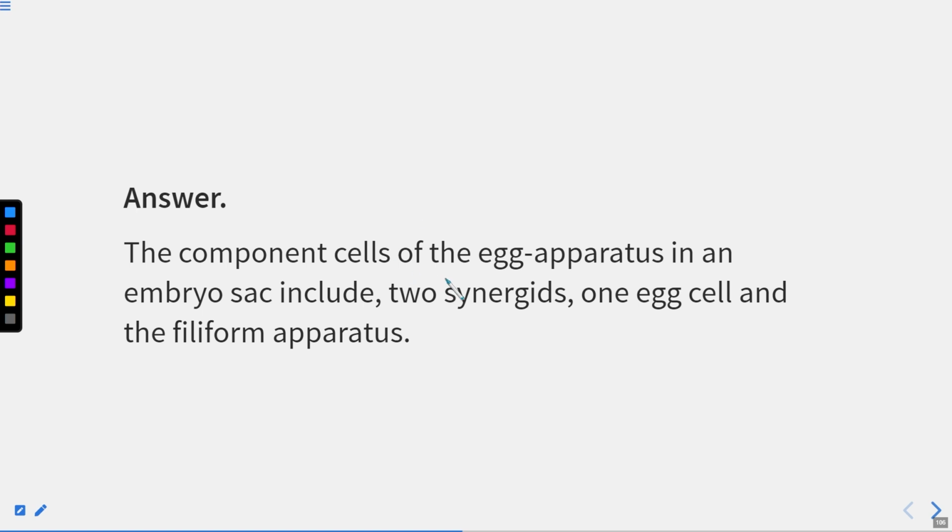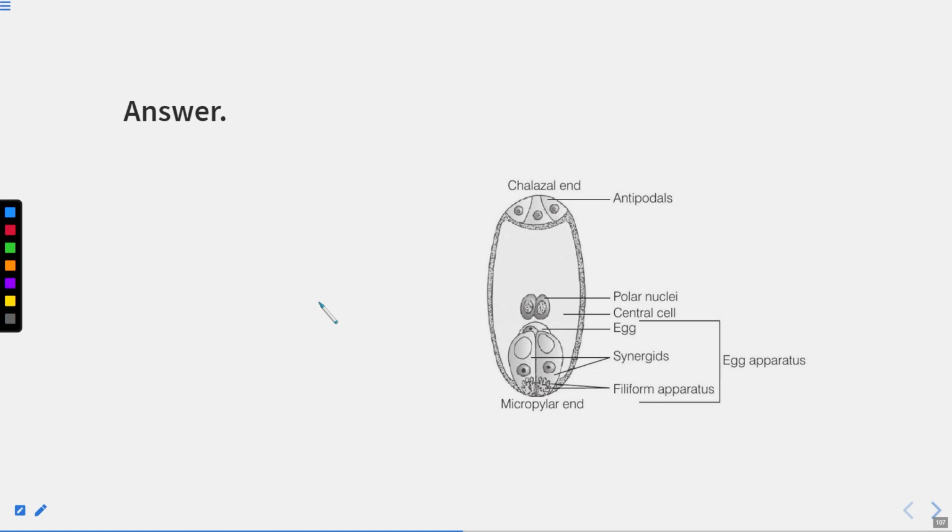Now, if you talk about the components of the egg apparatus, this also we have already discussed. It consists of two synergids, one egg cell, and the filiform apparatus. Again, this is the image showing you the embryo sac. Here you can see the micropylar end. The egg apparatus consists of what? Two synergid cells, and here you can see the filiform apparatus within the synergid, and the pollen tube first enters the filiform apparatus which is present within the synergid. So the egg apparatus is made up of synergids, filiform apparatus, and the egg cell. These are the components of the egg apparatus.